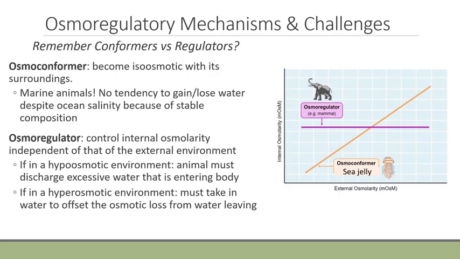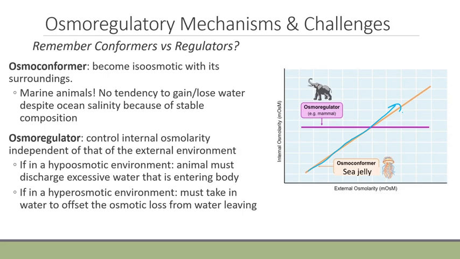If you were to take a look at this graph on the right to compare the ideas between an osmoregulator and an osmoconformer, a sea jelly would be a really good example of an osmoconformer. As osmolarity changes externally, so does the osmolarity of the sea jelly.